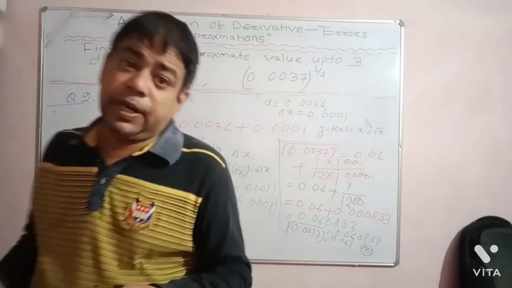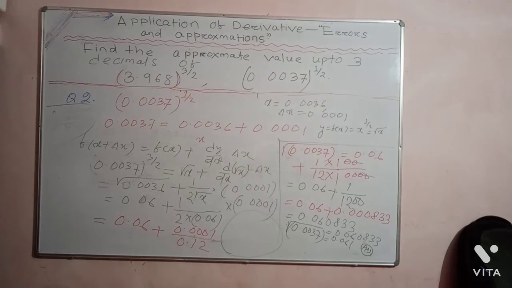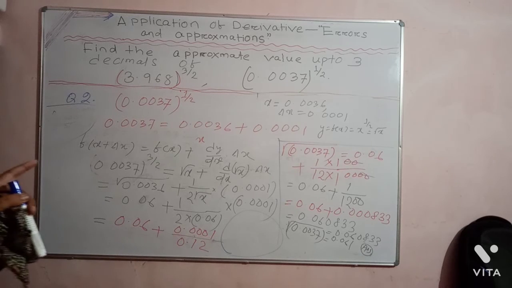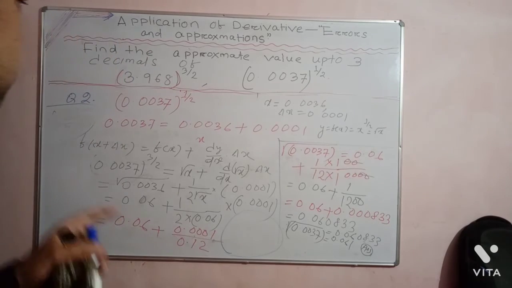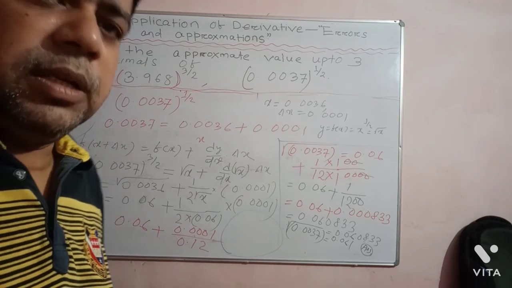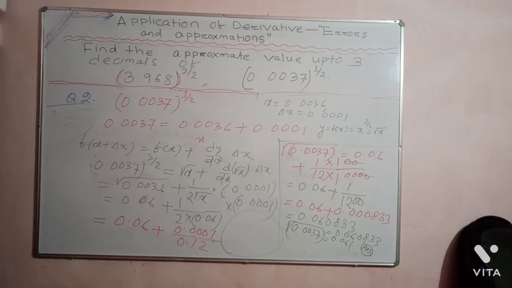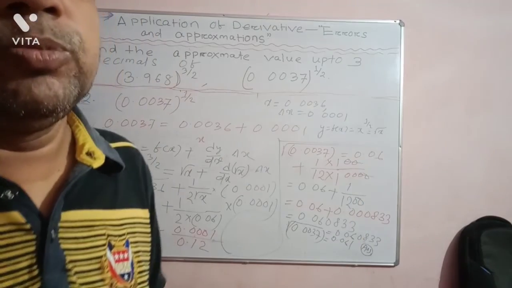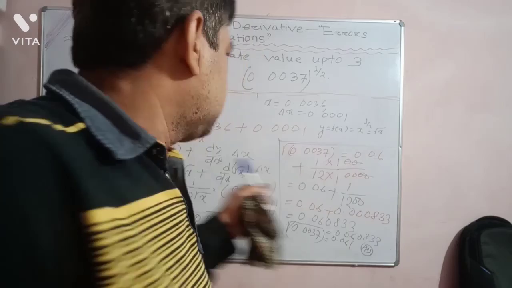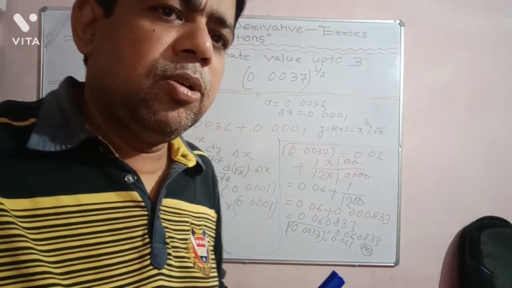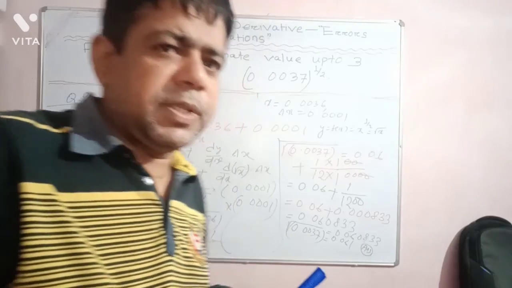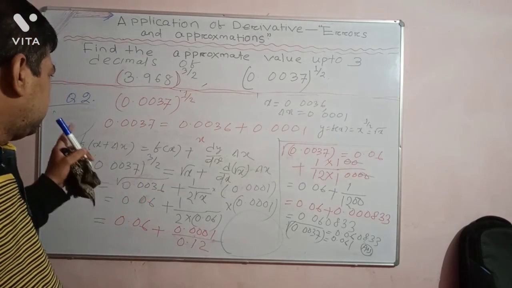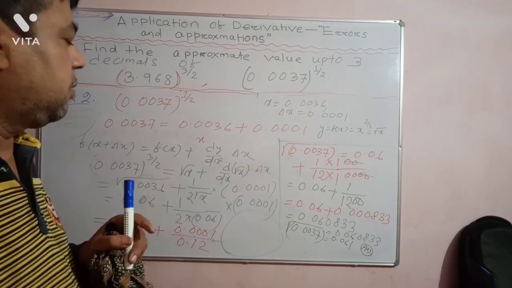This is how you can find the square root of a decimal number, using a very simple formula. Students, you can practice this type of problem using this formula. This is a very simple question which comes in the different kinds of problems you are solving. You can solve using the concept of errors and approximation, with the formula f of x plus del x equals f of x plus dy by dx into del x.